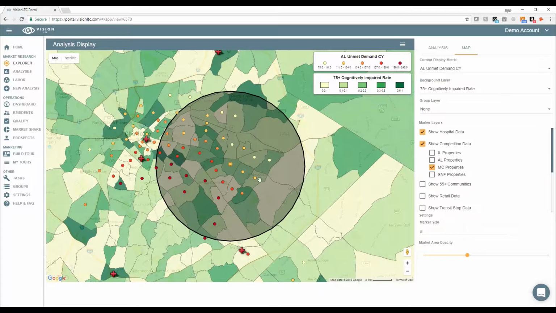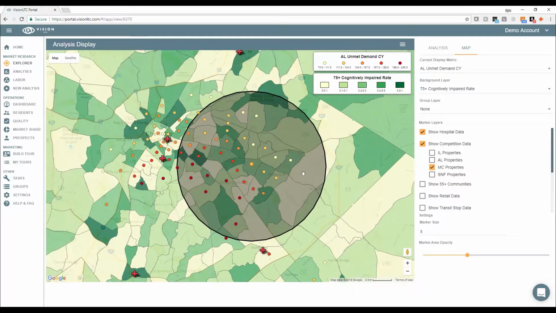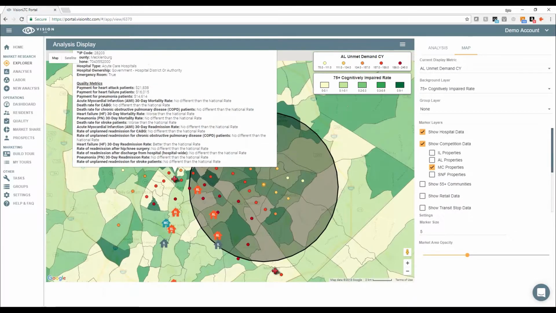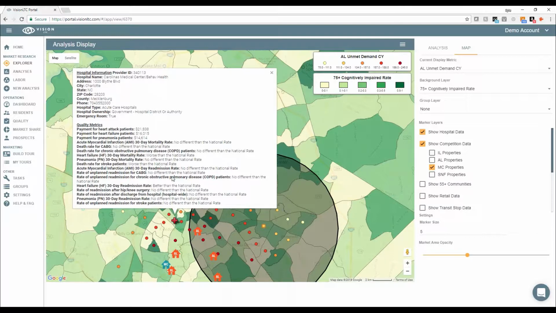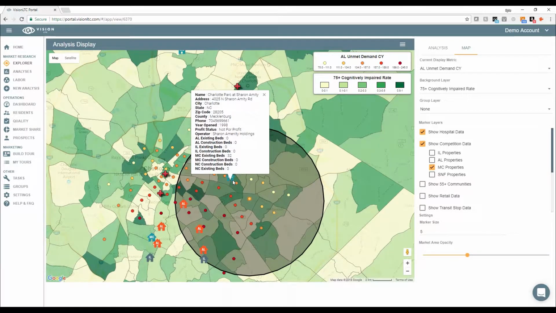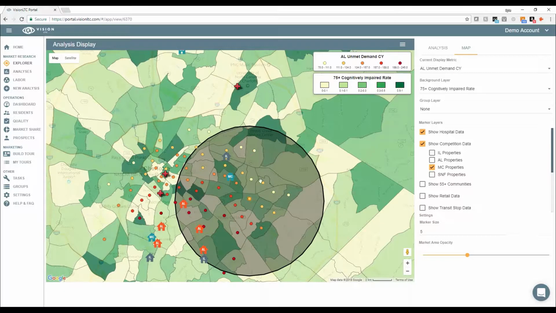We can continue adding on to this data, showing things like hospitals in the market and existing memory care providers, and I can start to build a better picture of what's going on here in Charlotte. So who are the hospitals in the area? How far are they from my potential site if my residents need services, things like that. Alternatively, who's the existing competition?